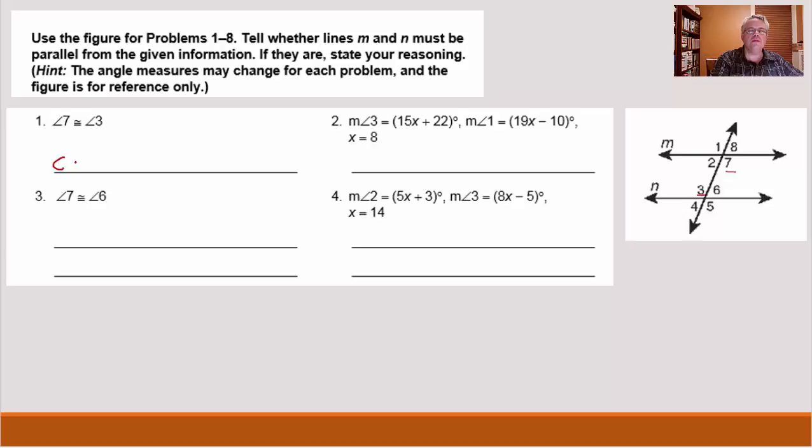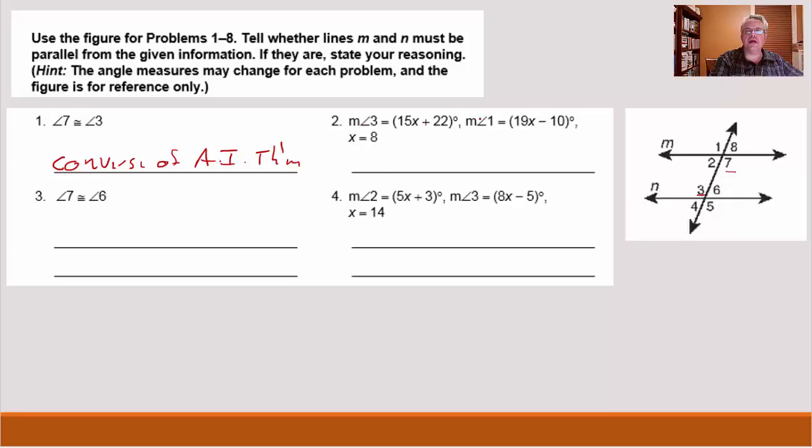So the reason why we know the lines are parallel is because of the converse of the alternate interior angles theorem. So if alternate interior angles are congruent, the lines have to be parallel. All right, check this out.